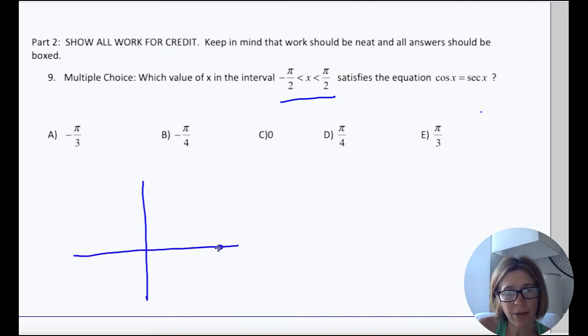So if I'm here at 0 radians, this is in radians because of the pi. Negative pi over 2 is down here because that's going this direction. Pi over 2 is going this direction. So I'm looking at where the values are going to be equal.